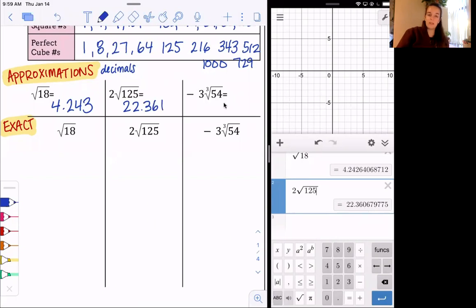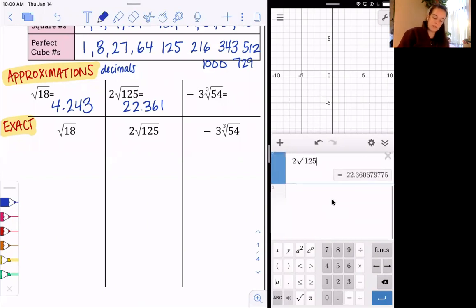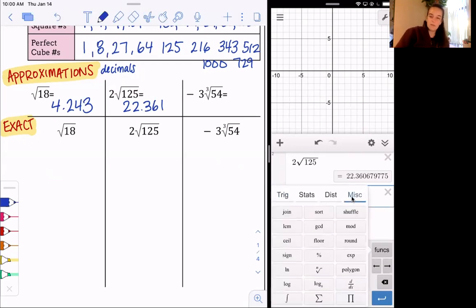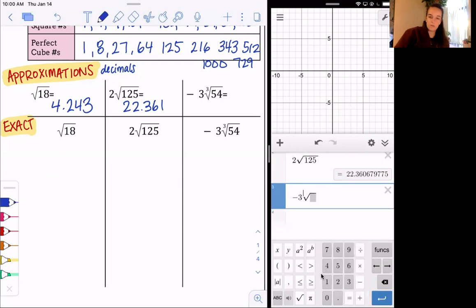And then cube root is a little more hidden on Desmos. If you want to do the cube root, you're first going to type that -3. And then you press the, hold on, let me move these windows out of the way. You press the functions button, and then you go over here to miscellaneous. Miscellaneous has a bunch of stuff, but you choose this one right here, the root of, and it'll allow you to put any number there for the index. In our case, we're using 3. So you're putting 3 and then clicking in here and putting 54.